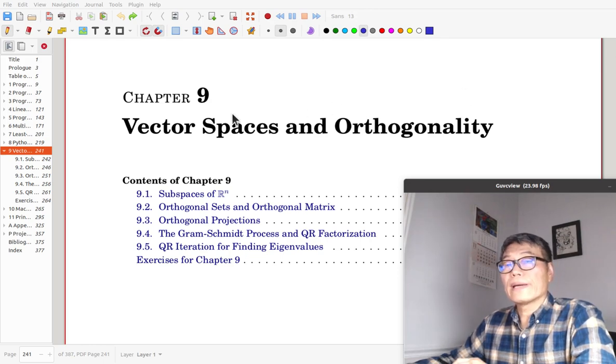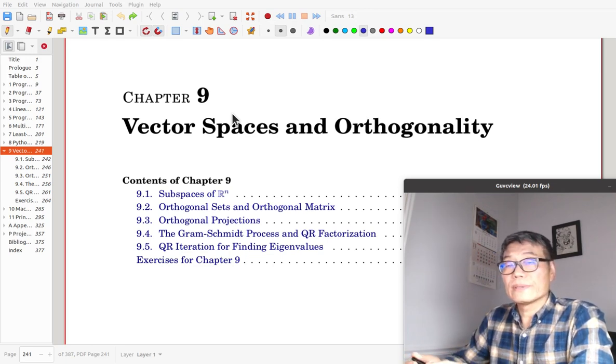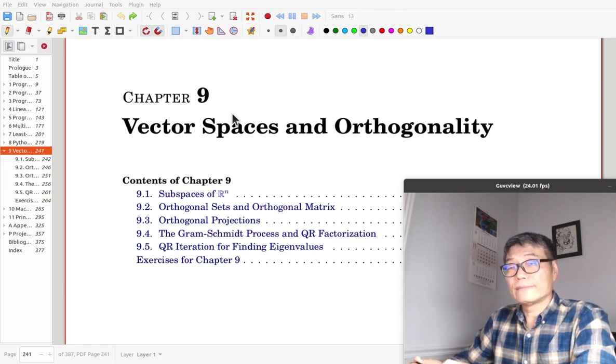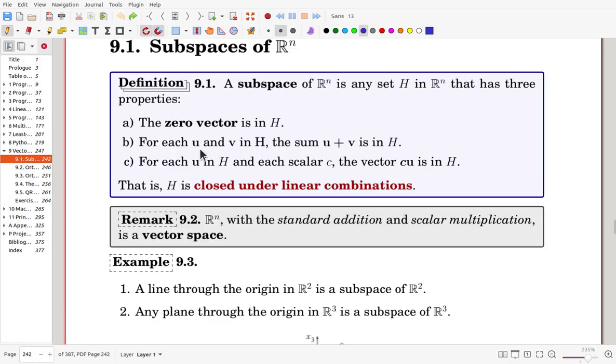It is chapter 9, Vector Spaces and Orthogonality. In this chapter, we'll study a little bit more of linear algebra. Here the major subjects are the Gram-Schmidt process, QR factorization, and QR iteration for finding eigenvalues. Let's begin with section 9.1, subspaces of Rn.